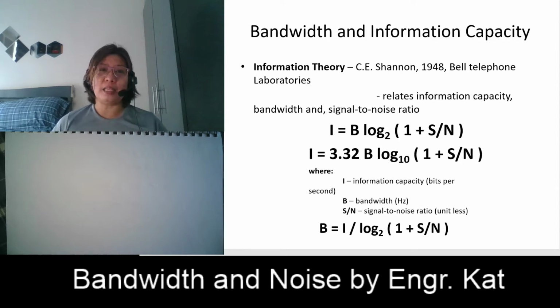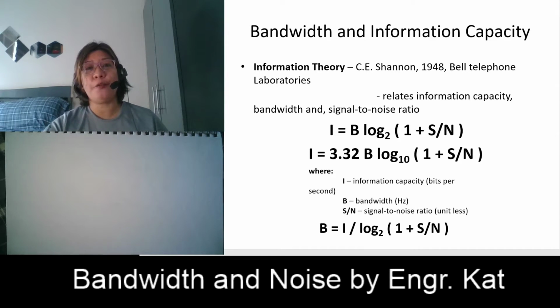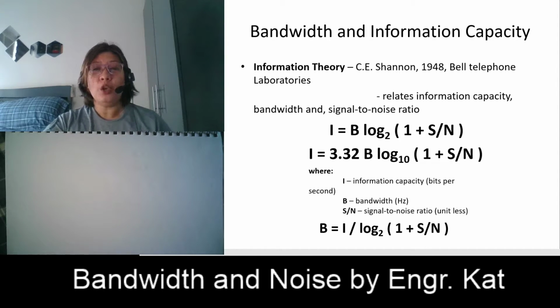Okay, so in his analysis, he has here the formula: I, which is your information capacity in bits per second, is equivalent to B, which is the bandwidth, times the logarithm to the base 2 of 1 plus the signal to noise ratio. Your signal to noise ratio is unitless because we are considering the power of your signal divided by the power of your noise. So this is a unitless system.